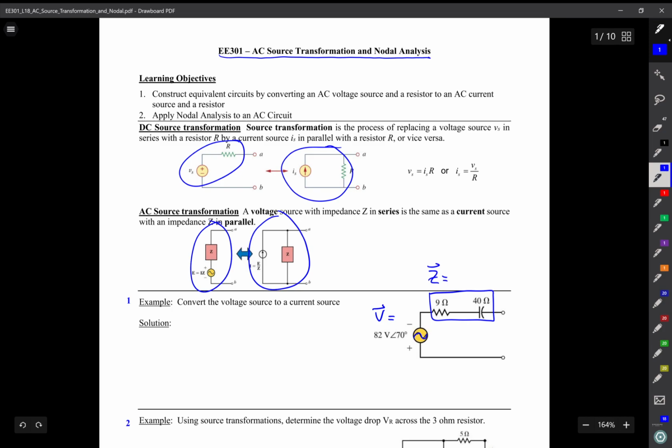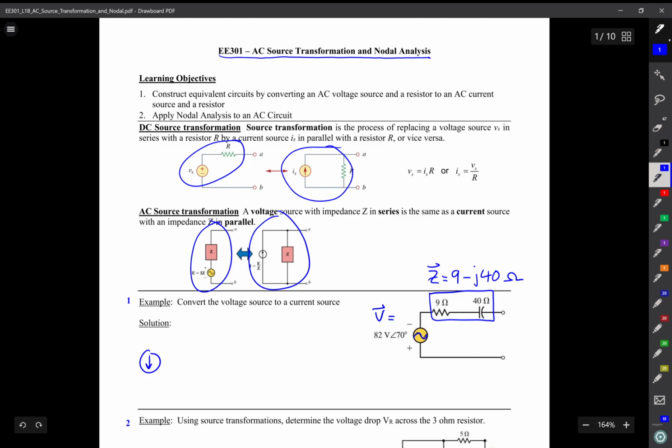And Z is equal to the real part or the resistor. And I see that it's in series with a capacitor. And a capacitor is a negative impedance and a reactance, and the value is 40. So the total impedance is 9 minus j40 ohms. And I see that that is a voltage source in series with an impedance. So I can convert that into a current source.